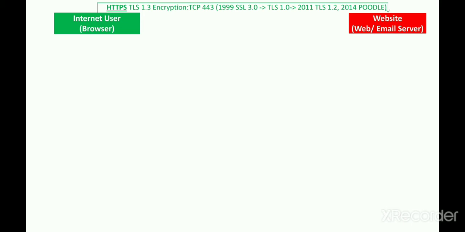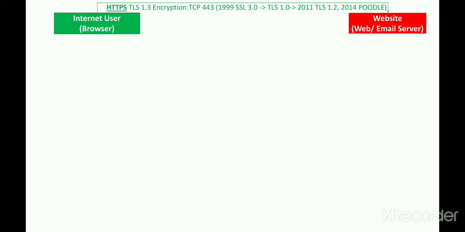So HTTPS is also known as HTTP over TLS or SSL because TLS and SSL provide encryption services to HTTPS. TLS stands for Transport Layer Security, and TLS operates at layer 4 of the OSI model, and SSL also operates at layer 4 of the OSI model, and HTTPS and HTTP operate at layer 7 of the OSI model. So layer 4 is the transport layer and layer 7 of the OSI model is the application layer. Now the current version of TLS is TLS 1.3.